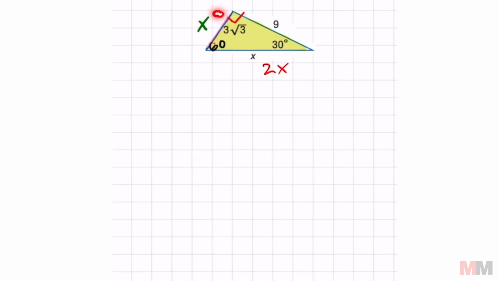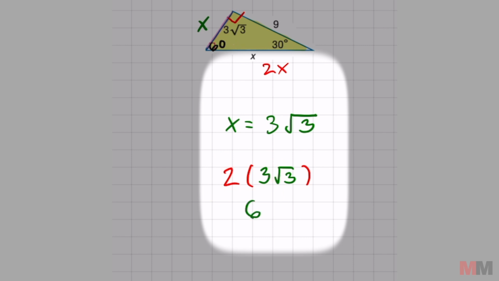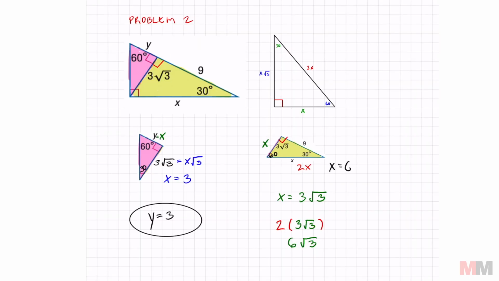We don't need this information right here. What this says is x equals 3 root 3. Let's rewrite that at the bottom: x equals 3 root 3. To find this line segment, the length of this line segment is just twice x. And I know what x equals, so all I have to do is substitute and I will find that line segment. 2 times 3 is 6 root 3, and that is what my x will equal. x equals 6 root 3.